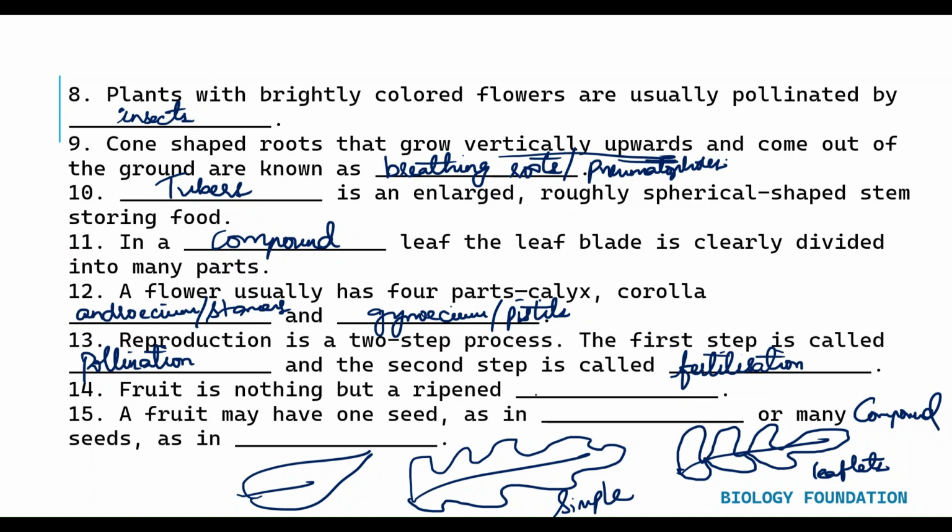Fruit is nothing but a ripened ovary. We all know that ovary develops into fruit and the ovules develop into seeds. Fruits may have one seed, yes, as seen in avocado, mango, or many seeds can be present in certain plants like papaya, watermelon, pumpkin, tomato, right?